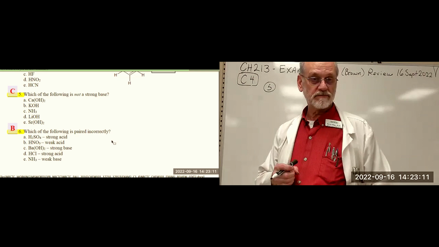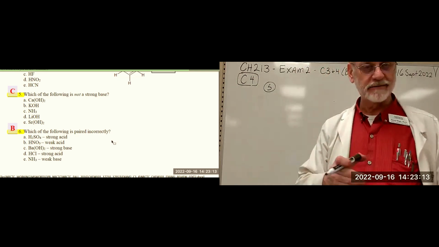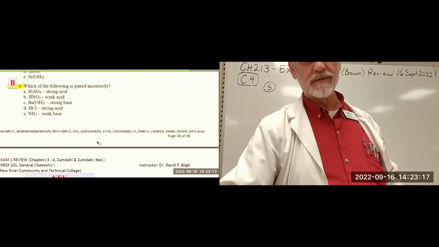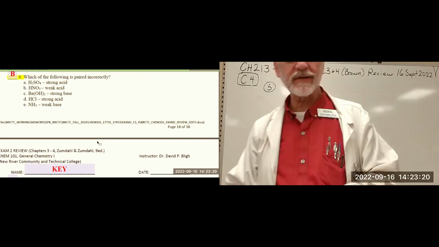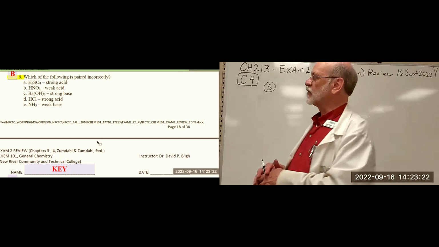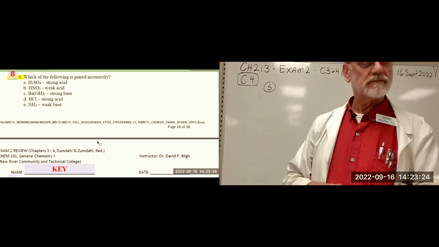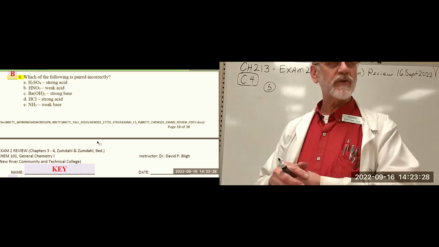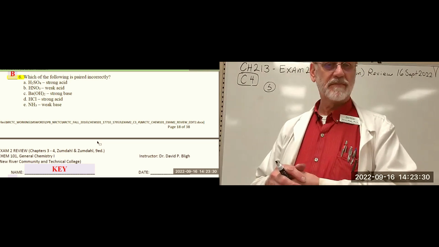Right? And we'll work with ammonia again later. But that gives you the logic and the answer. Which one is paired incorrectly? H2SO4. Is that a strong acid? Sulfuric acid. HNO3, nitric acid. That's a strong acid. That's paired.